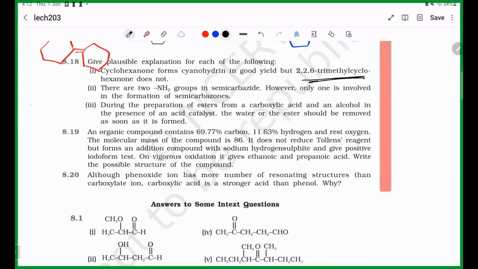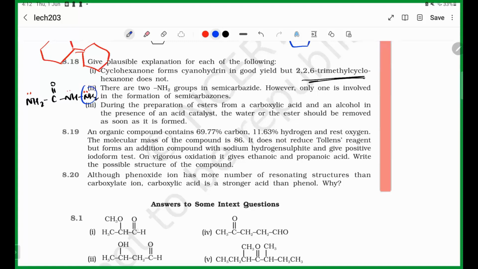So okay, as for analysis of the resonance forms, first we address the structure. So you have NH2, C double bond O, NH, NH2. So the question is asking, I have a lone pair here and a lone pair here, right? Technically a lone pair here as well. But why does only this NH2 participate in the formation of semicarbazone? Why not this NH2 as well?